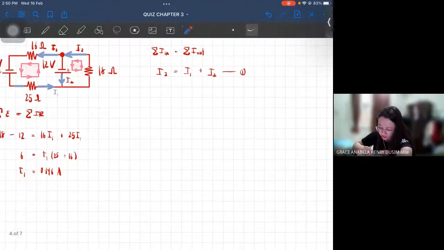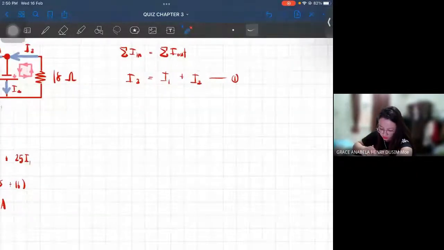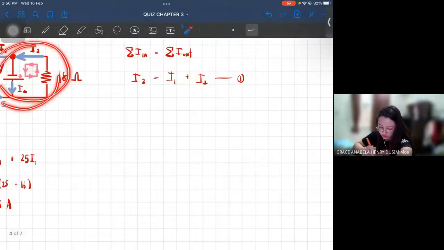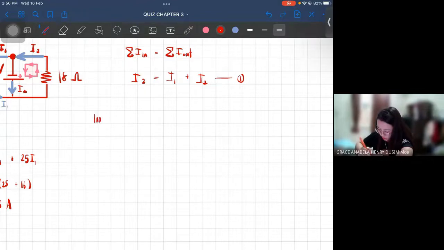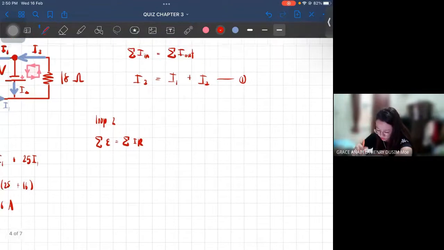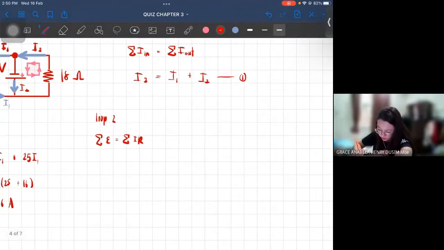Now let's look at loop number 2, which is this one. Kita fokus loop ini sahaja. So loop 2, apply the same thing. Total EMF is equal to the total product of current and resistance. From here, we only have one battery and it follows the direction of the loop, so dia akan jadi positive. So 12 equal. Now, how many resistors are there?